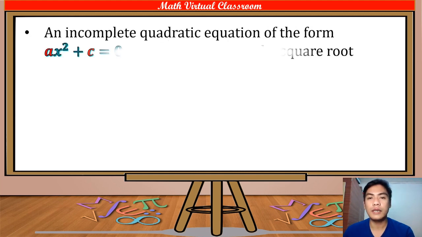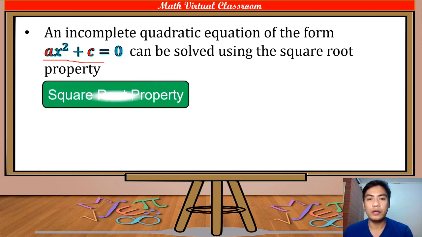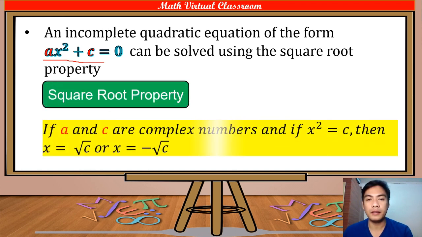An incomplete quadratic equation of the form ax squared plus c equals 0, meaning the value of b is equal to 0, can be solved using the square root property. So we could use the square root property. The square root property states that if a and c are complex numbers, and if x squared is equal to c, then x is equal to the square root of c, or x is equal to negative square root of c.